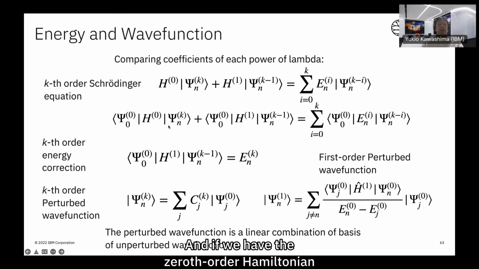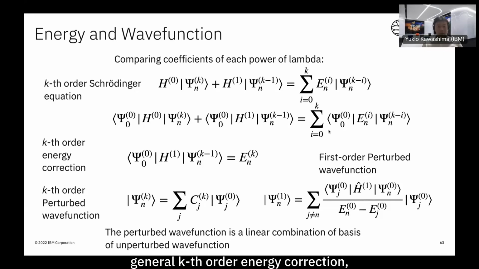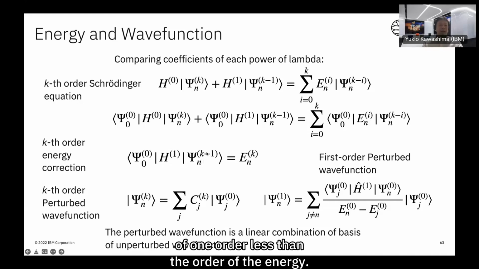And if we have the zeroth order wave function on the left, then we get the general kth order energy correction, which is like this here. So this is the zeroth order wave function, and this is H1, the first order Hamiltonian part. And this is the wave function of one order less than the order of the energy. That's what you need to calculate the kth order energy correction.